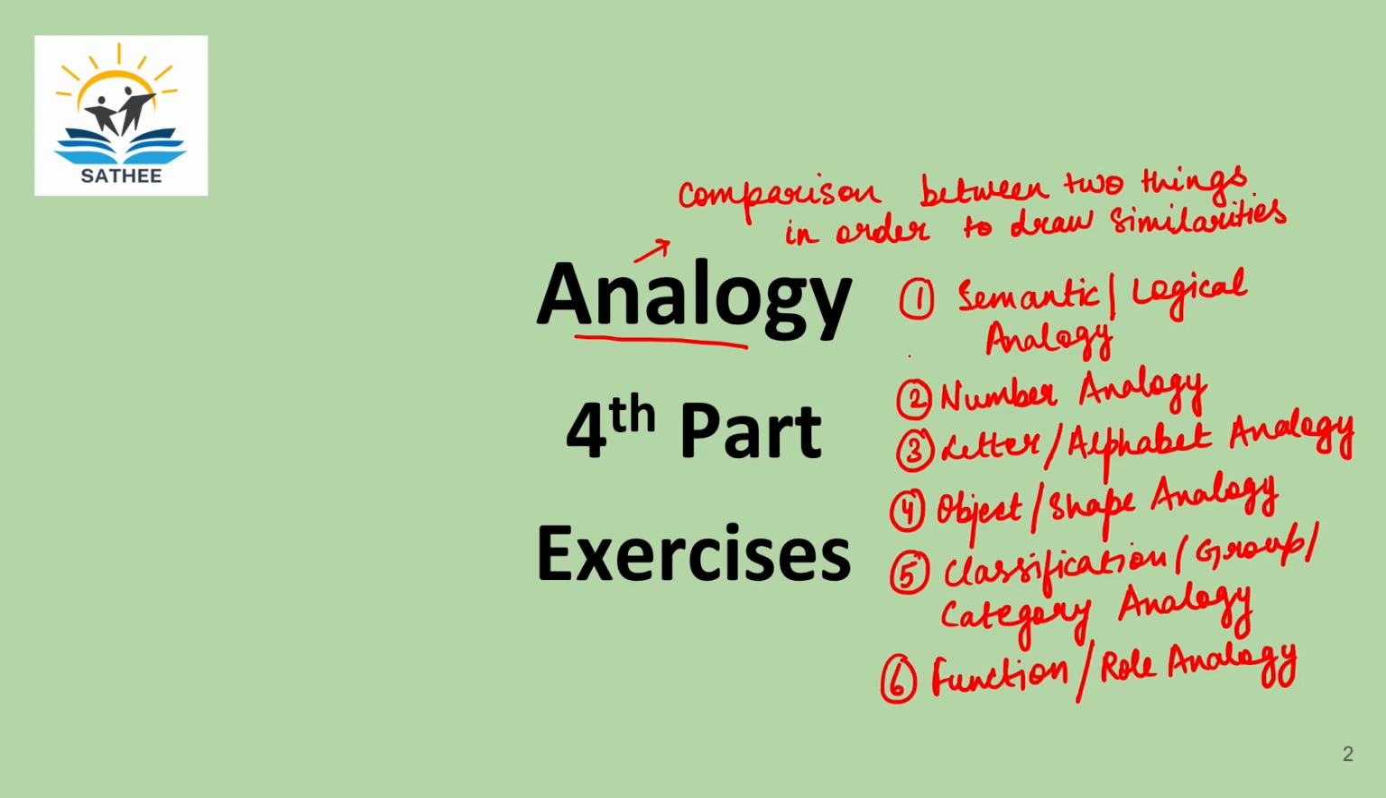In the last class, we talked about these three analogies in detail. In semantic logical analogy, we have to find the logic that is used in the first pair, and then use the exact same logic to find the answer. In number analogy, we discussed how to use mathematical operations to find the answer. Here we dealt with four different operations: addition, subtraction, multiplication, and division.